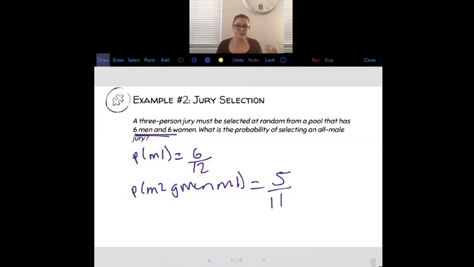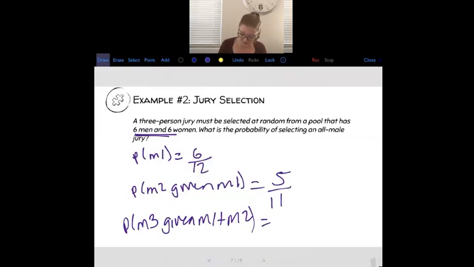So the probability of the second person being a male, given that the first was a male, is 5 out of 11. And then the probability of person 3 being a male, given M1 and M2. So considering the first two before it, assuming that person 1 and person 2 were male, now there's only 4 males left in the pool and 1 less person. So 4 out of 10.